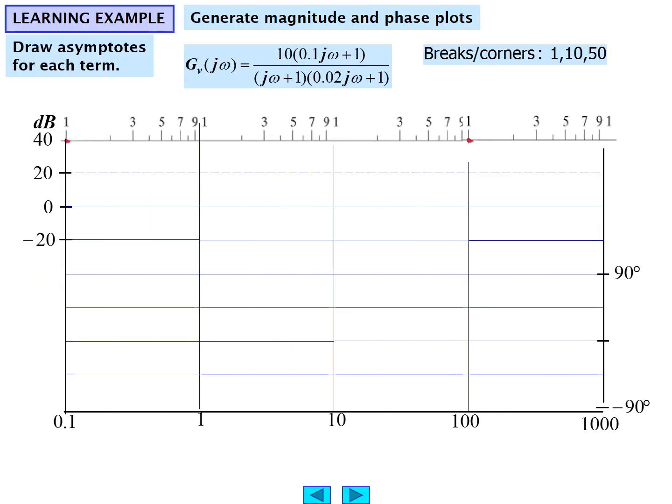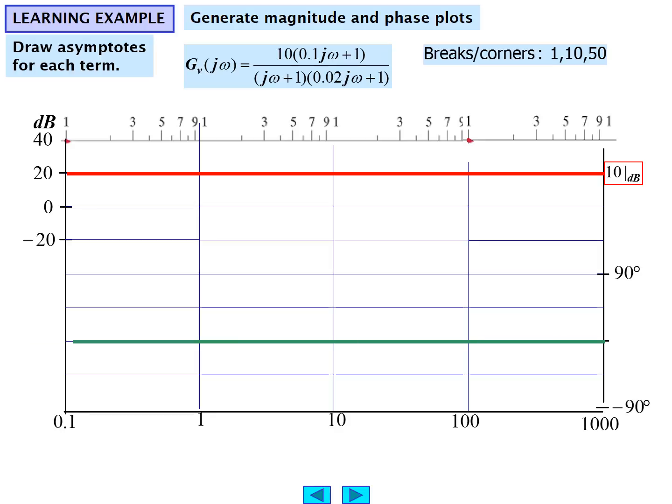So let's take our standard plot here. We have decibels for magnitude, we have phase angles in degrees on the right, and we have a logarithmic frequency plot across the horizontal. And the first term we'll take is 10, and we'll plot that. Well, 10 is 20 decibels, so 10 in decibels is 20 dB. And it's a constant, and the phase angle for 10 is a constant also at 0 degrees.